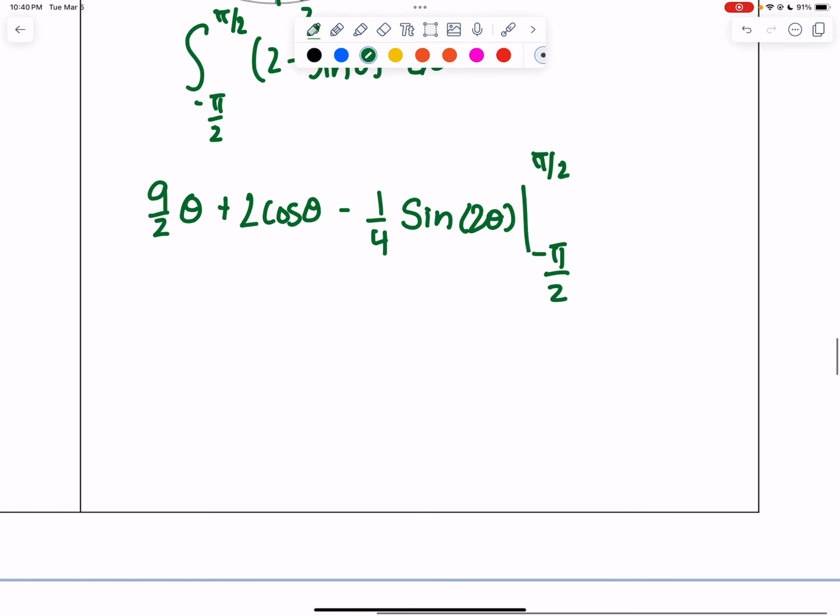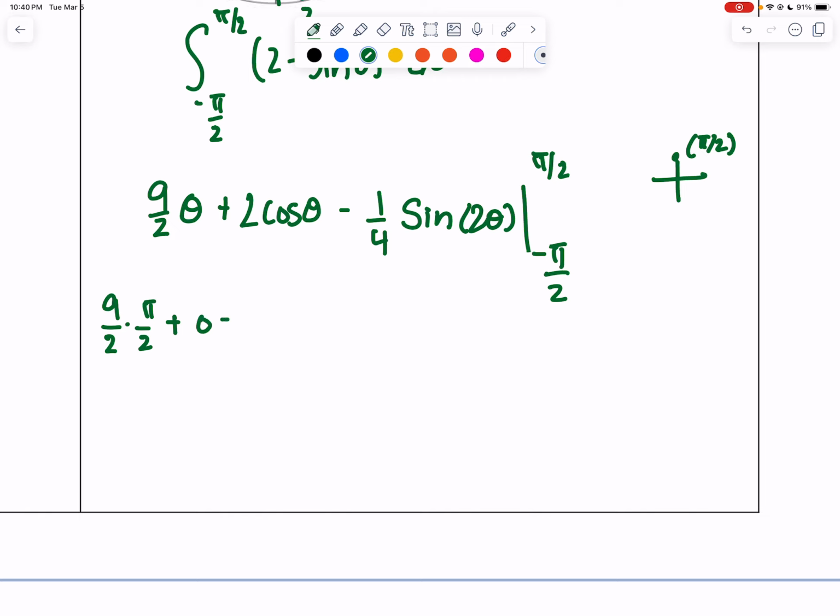Okay, so if I do that, I'm gonna get 9 over 2 and then times pi over 2. Plus 2 cosine of pi over 2. So if I'm thinking about pi over 2 right here, that's going to be 0. And then I have minus 1/4 sine of, let's see, 2 times pi over 2 is pi. And if I'm thinking about sine of pi, that is going to be 0. So now I'm just left with 9 over 2 times pi over 2 for my first part.